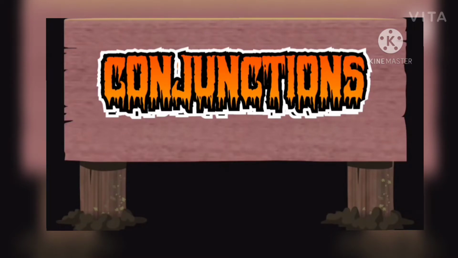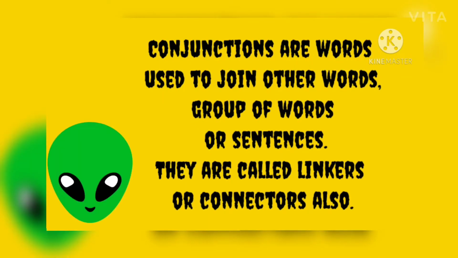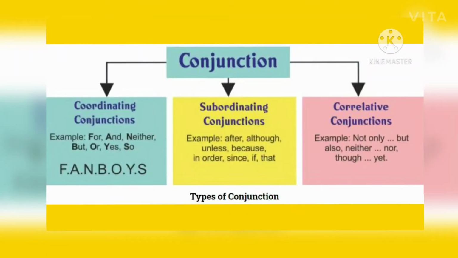Today we are going to study conjunctions. So what is a conjunction? Conjunctions are words used to join other words, groups of words or sentences. They are also called linkers or connectors. There are three types of conjunctions: coordinating, correlative and subordinating.